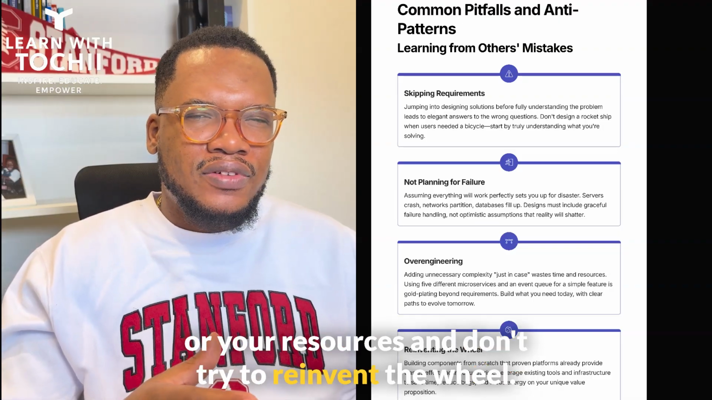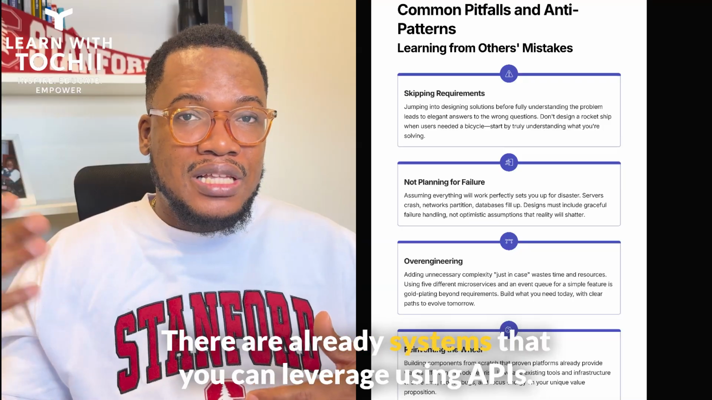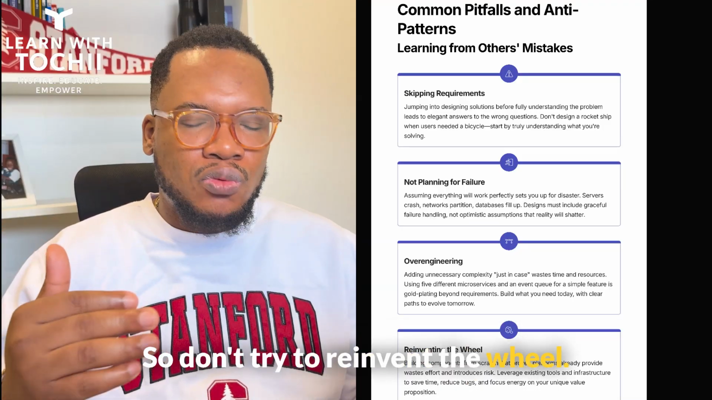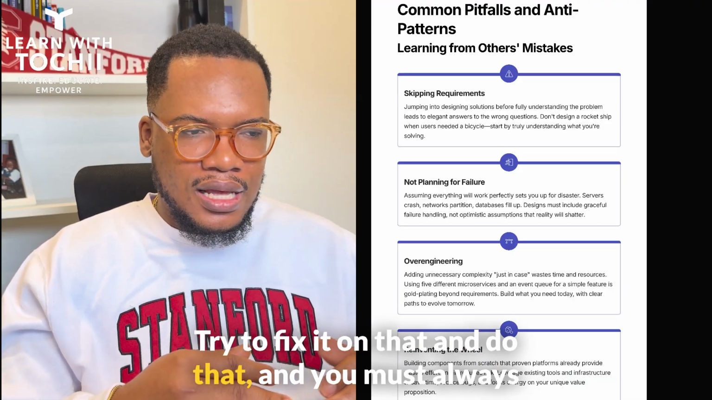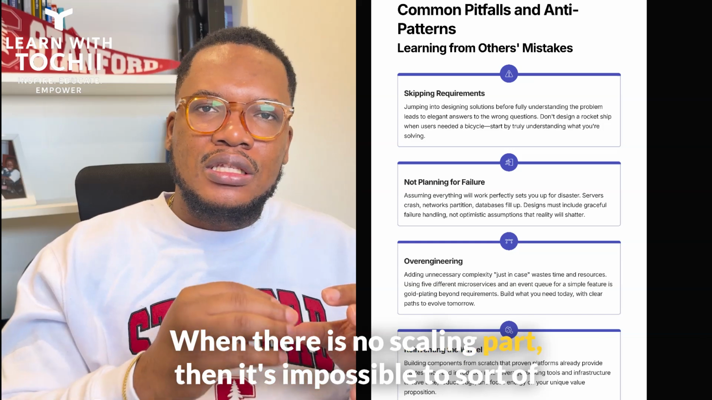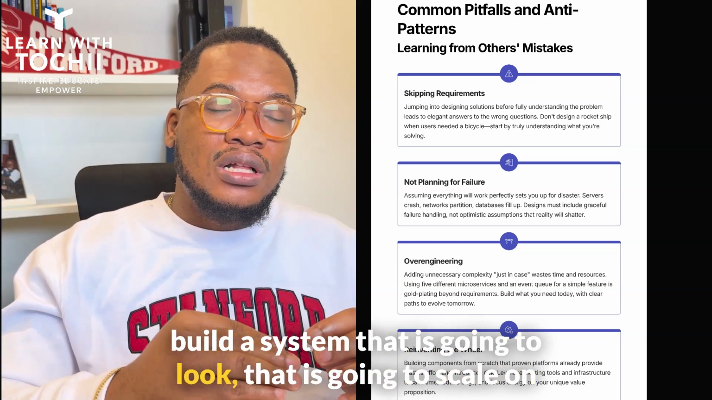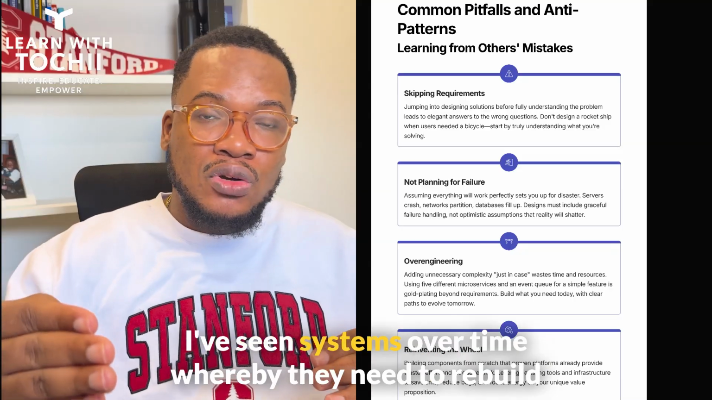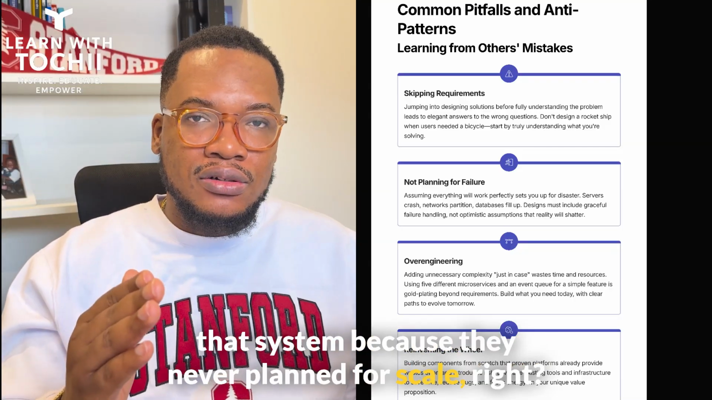And don't try to reinvent the wheel. There are already processes in place. There are already systems that you can leverage using APIs. So don't try to reinvent the wheel. What's your core business model? Try to fixate on that and do that. And you must always create a scaling path. When there is no scaling path, then it's impossible to build a system that is going to scale on the path of what it needs to be. I've seen systems over time that need to be rebuilt because they never planned for scale, right?